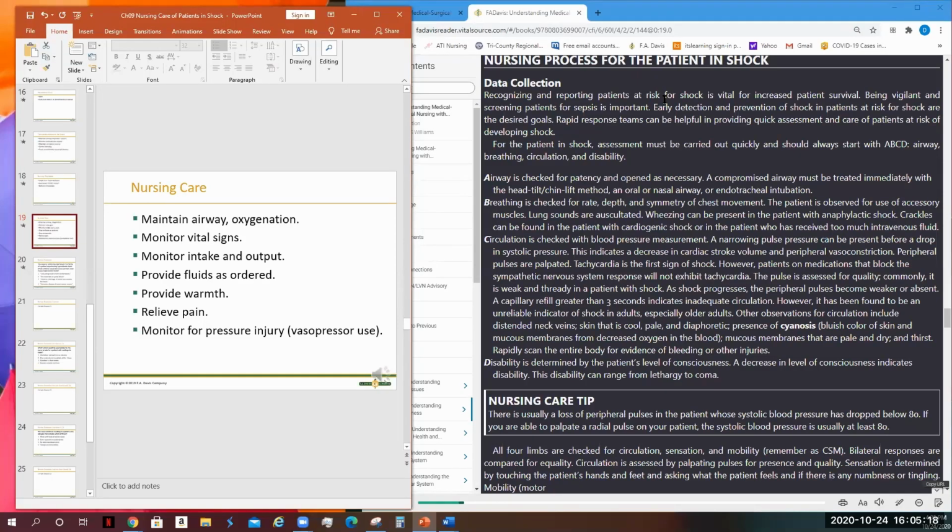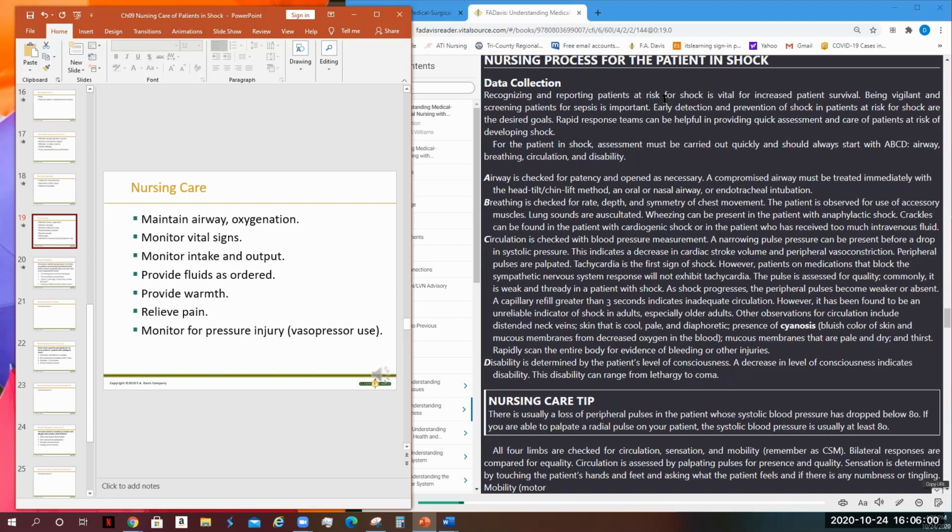Page 114, nursing process for the patient in shock. Data collection. Recognizing and reporting patients at risk for shock is vital for increased patient survival. Being vigilant and screening patients for sepsis is important. Early detection and prevention of shock in patients at risk for shock are the desired goals. Rapid response teams can be helpful in providing quick assessment and care of patients at risk of developing shock.